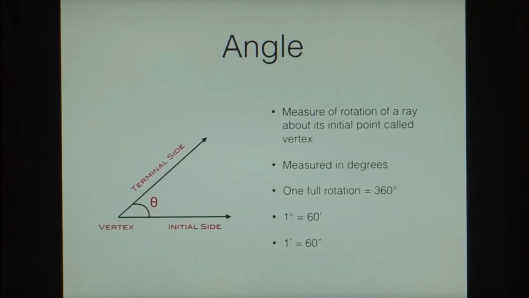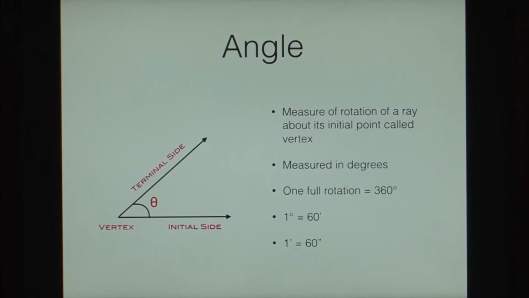An angle is a measure of the rotation of a ray about its initial point, called the vertex. It can be measured in degrees or radians. One full rotation is arbitrarily assigned 360 degrees. 1 degree is further divided into 60 minutes and 1 minute into 60 seconds, as we have in a clock.